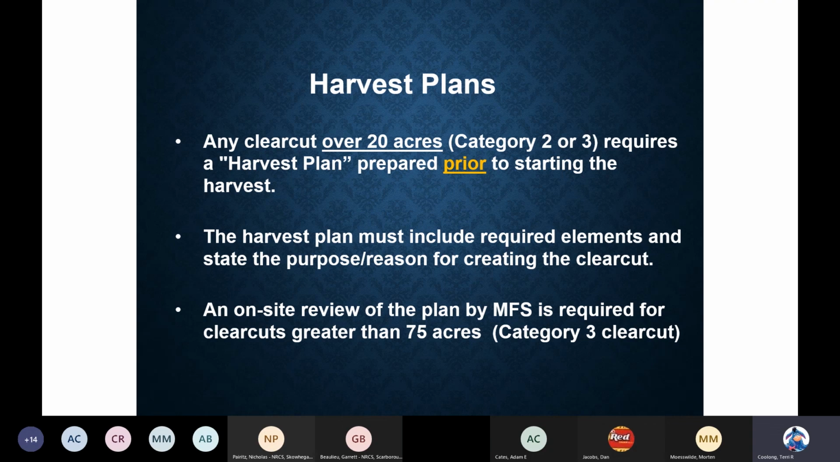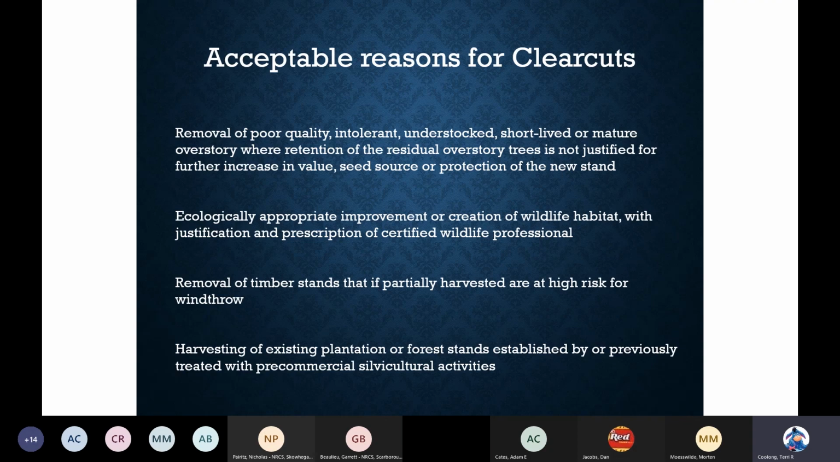Some of you have submitted your first plans and got the unpleasant experience of us sending it back and saying, boy, you need a lot more in here. So once you've written one plan, you usually do pretty well on the rest of them, but it does require that we do a review of the actual plan, and then we go out with you to make sure that what you've said is correct, that your separation zone is adequate, that your reason for having the clear cut is also clear.